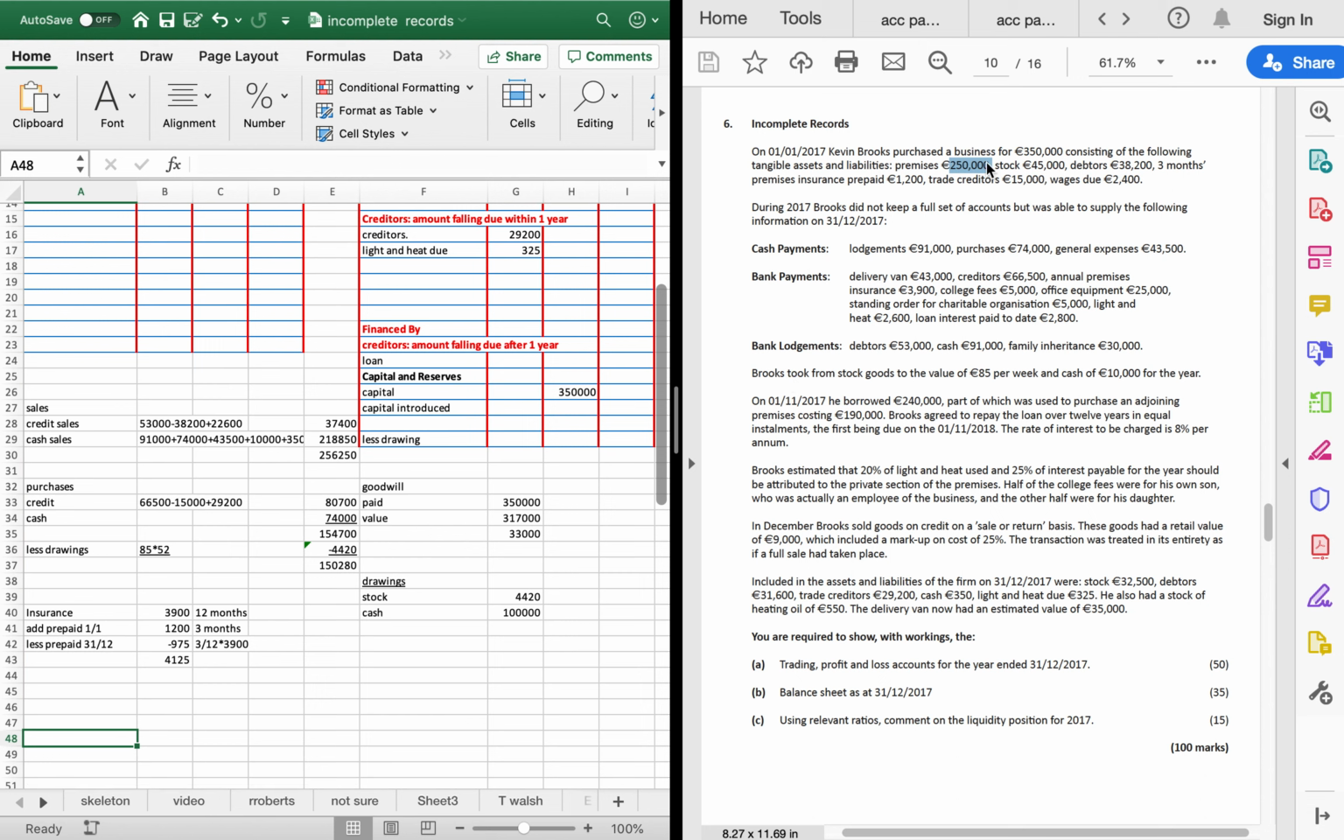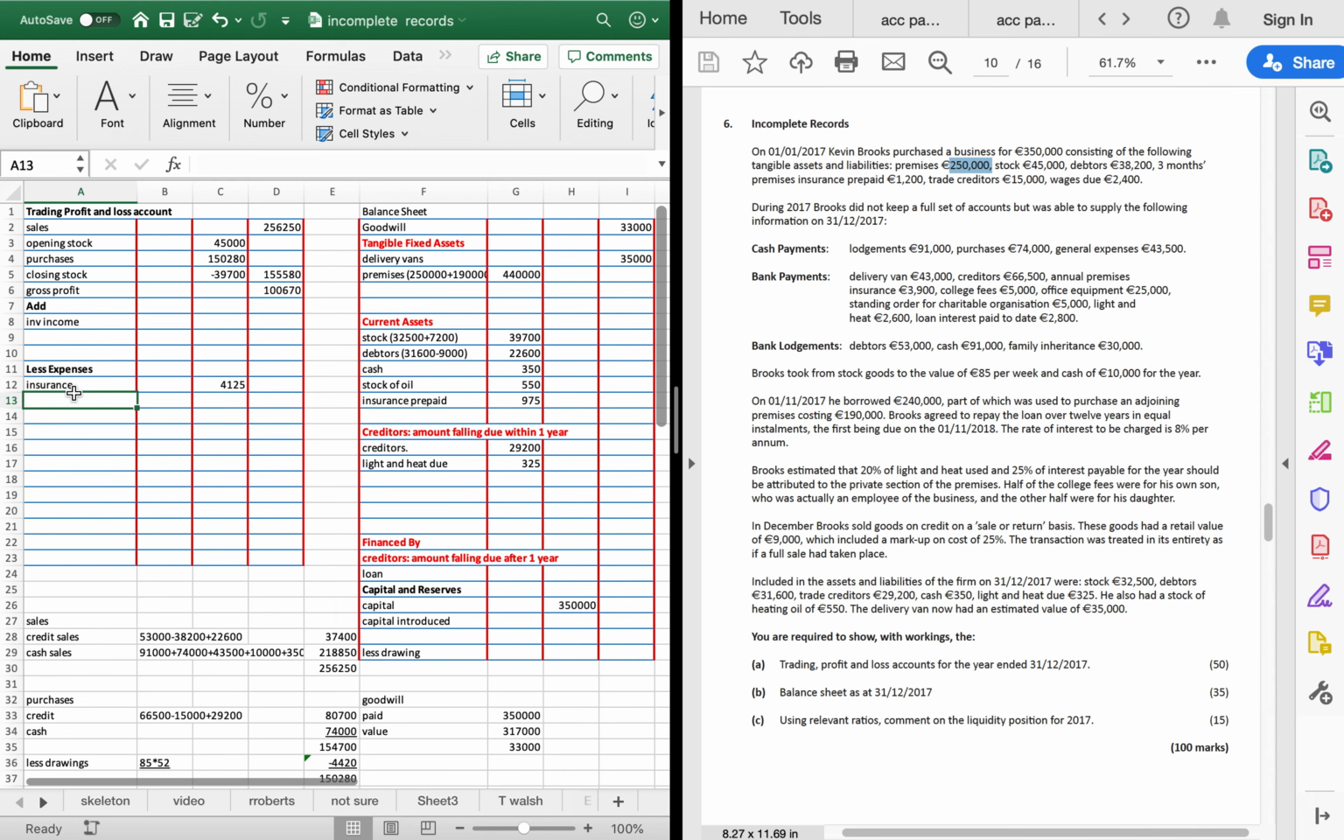So that's that done. I've done my insurance, I've done my trade creditors. The last one there you'll see is my wages due. For my wages due, I'm just going to take that away from my general expenses. So if it's due, you take it away at the start of the year. So you've got, what's that, 43.5 minus 2.4 is 41.1.